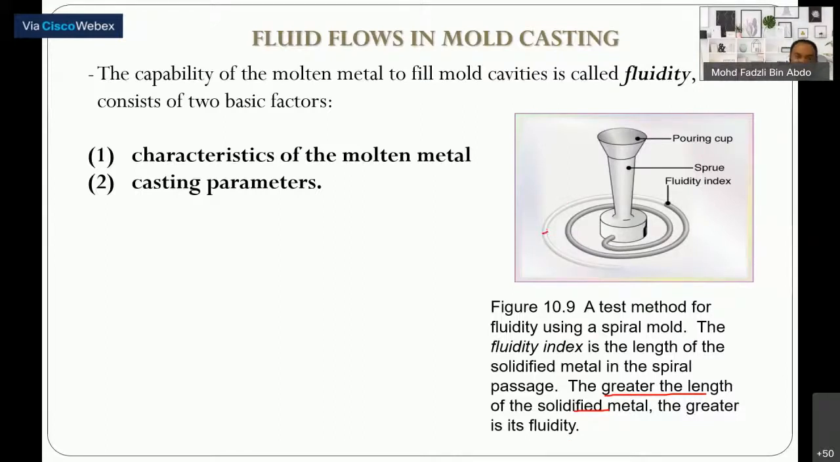Contoh kalau dia flow dekat sini, maksudnya this molten metal fluidity dia lebih tinggi daripada, contoh ini fluidity untuk A. Contoh dekat B dekat sini nanti. So that fluidity index untuk metal A adalah lebih kurang daripada fluidity index untuk molten metal B. This is what it means by fluidity.